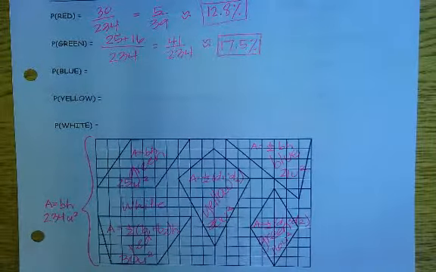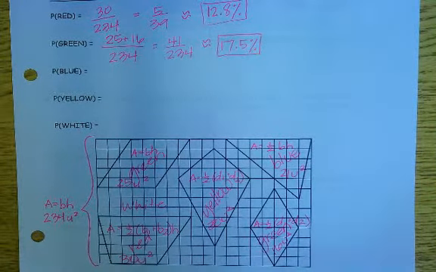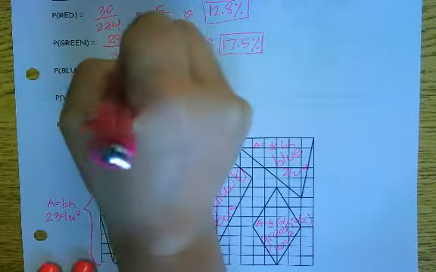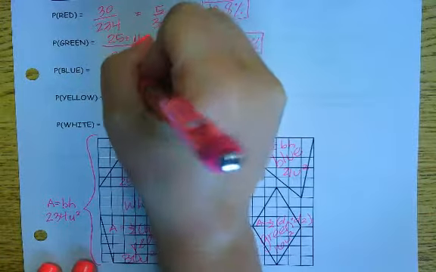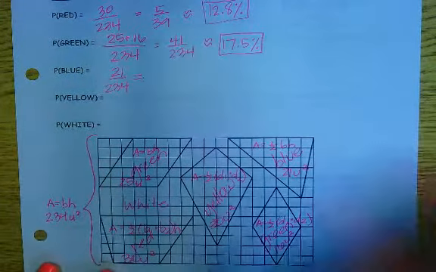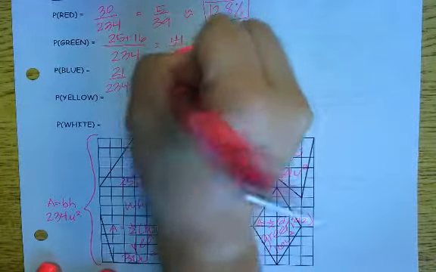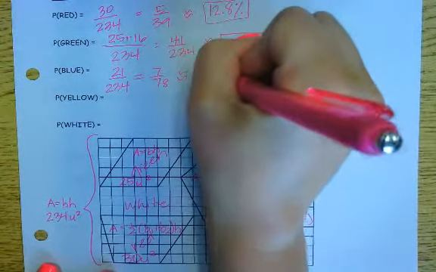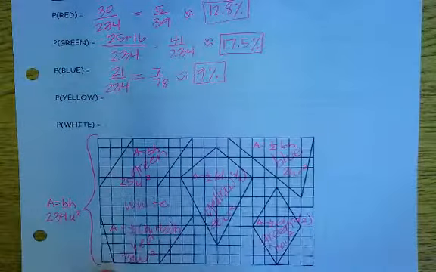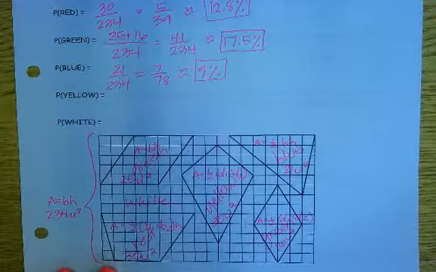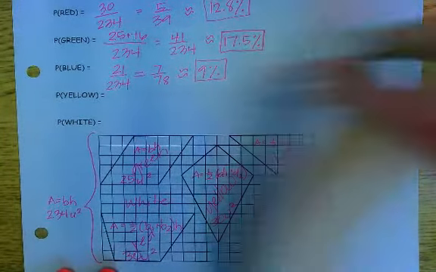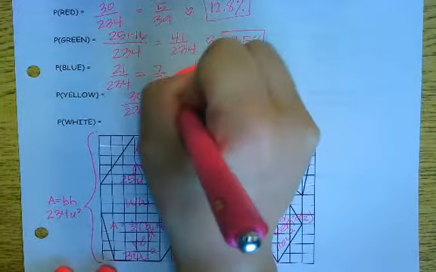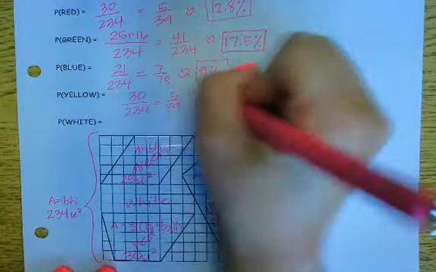Okay, the probability of blue, what would be my fraction? 21 over 234. Simplifies to 7 over 78, which is about 9%. Yellow? 30 over 234. Which we've already found, and what is that? 5 over 39. Which is 12.8%.